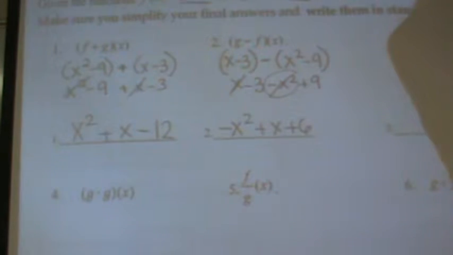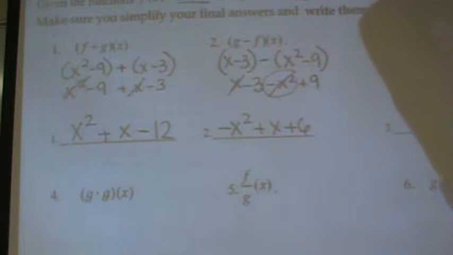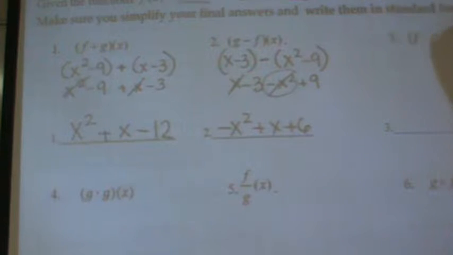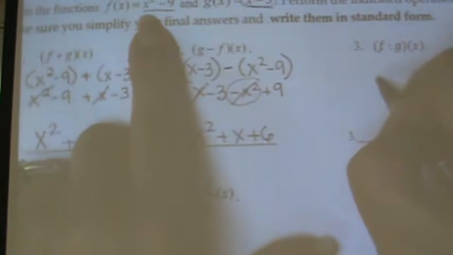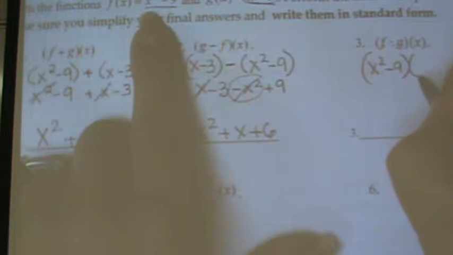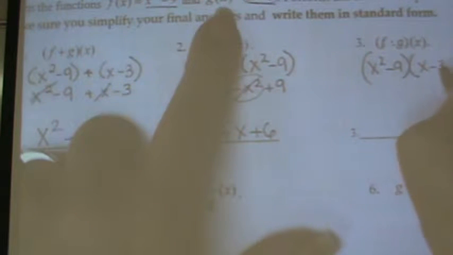Okay, what does this little dot mean? What's the dot versus the open circle? One's multiply. This is multiply, and this is the composition. This is when you plug one into the other. This is asking you to take the f function, x squared minus 9, and multiply it by x minus 3.